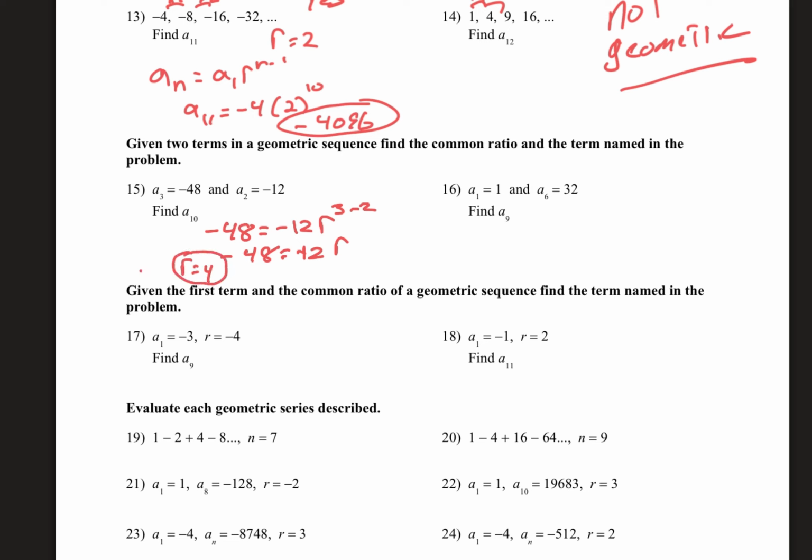So then we have to find the 10th term. So a of 10 is going to equal negative 48 times our ratio, which is 4, but our n value here is 10, but the value that we used was the third term, so it's going to be 10 minus 3. So negative 48 times 4 raised to the 7th. Negative 786,432.